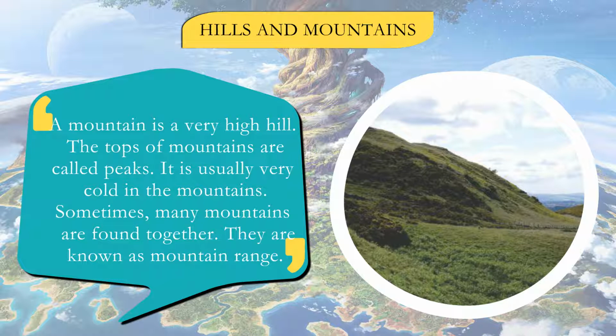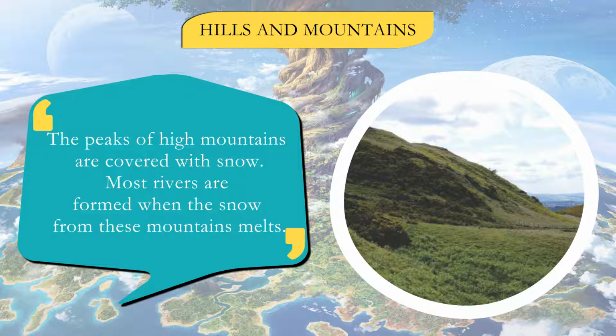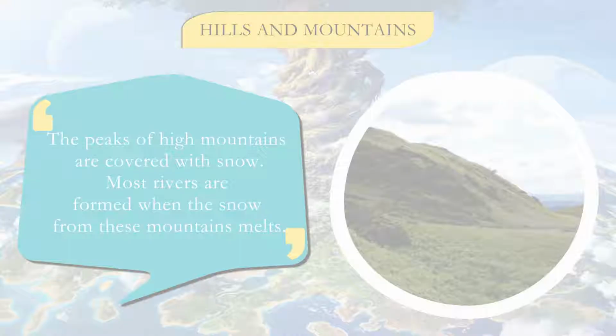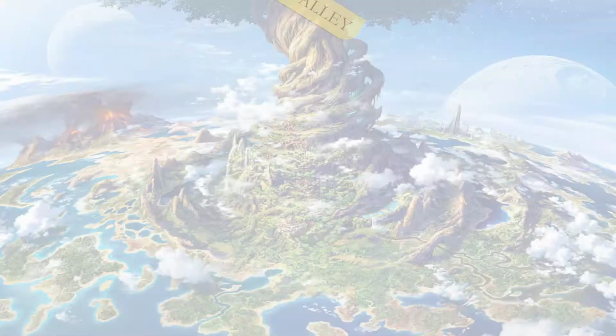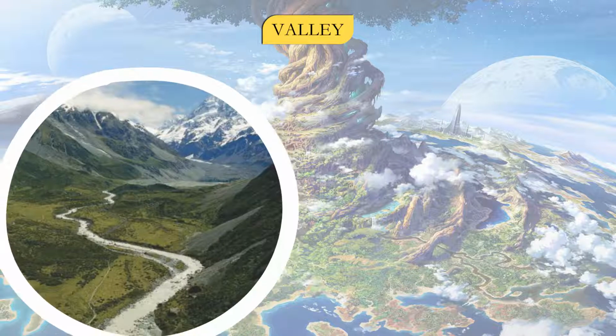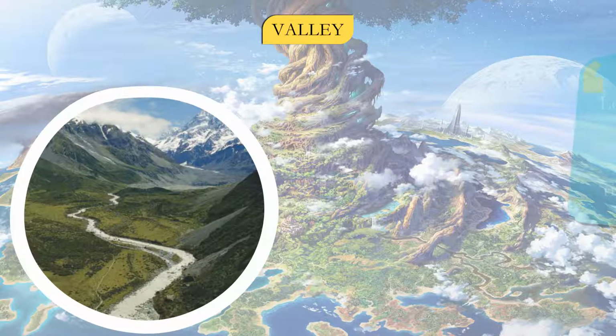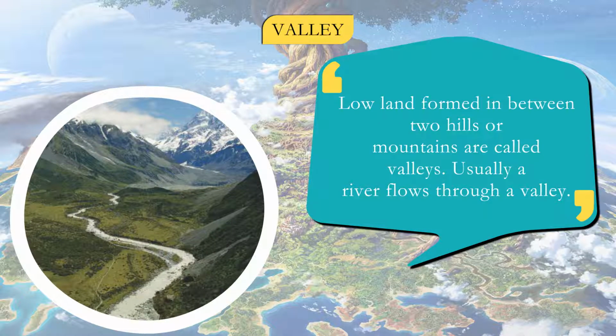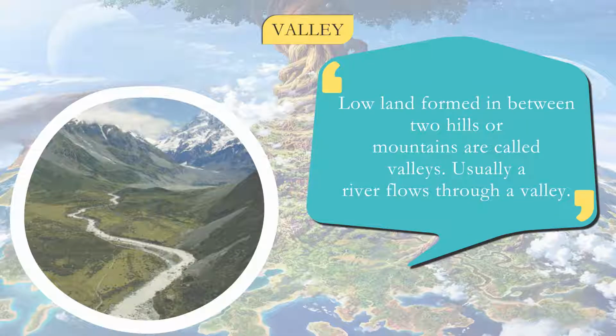Sometimes, many mountains are found together. They are known as a mountain range. The peaks of high mountains are covered with snow. Most rivers are formed when the snow from these mountains melts. Valley. Some land formed in between two hills or mountains is called a valley. Usually, a river flows through a valley.